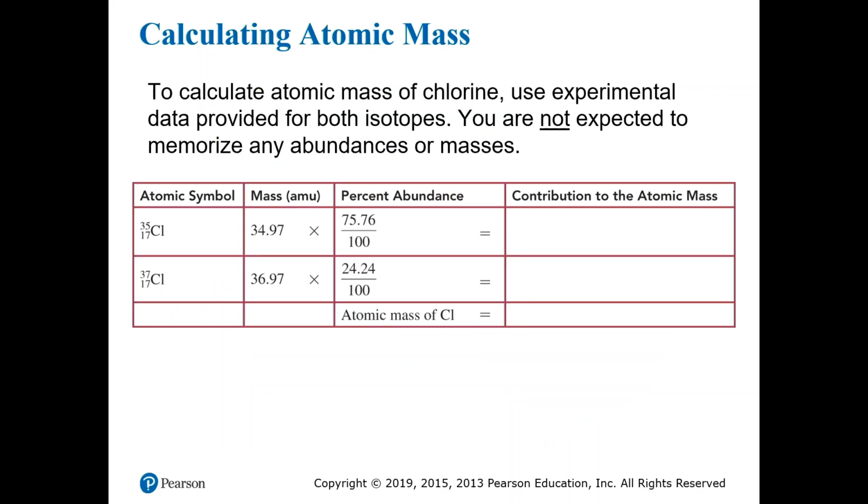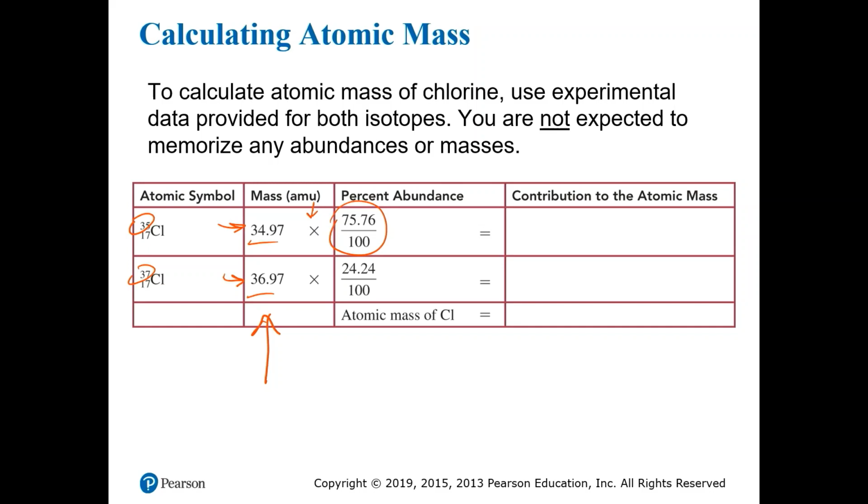So to actually calculate the atomic mass that you might see on the periodic table, again, you have to have the mass, the actual mass of the individual isotopes, not just the mass number, right? The mass number here is 35, but the actual mass is 34.97. Here, the mass number is 37, but the actual mass is 36.97. So you take this actual mass and you multiply it by the abundance expressed as a fraction. So chlorine 35 was 75.76% of all chlorine, and so you take 75.76 divided by 100, multiply it by 34.97.